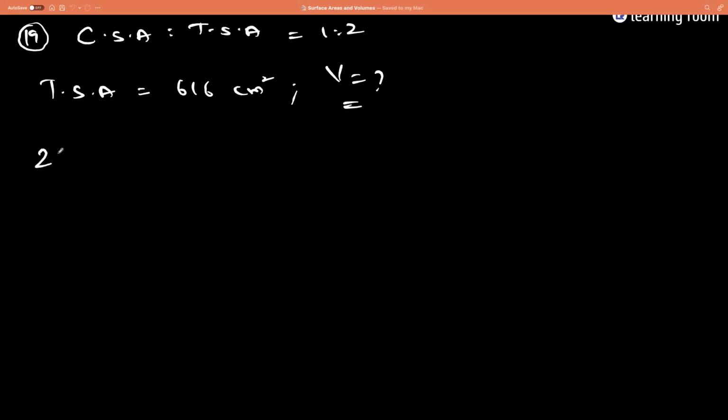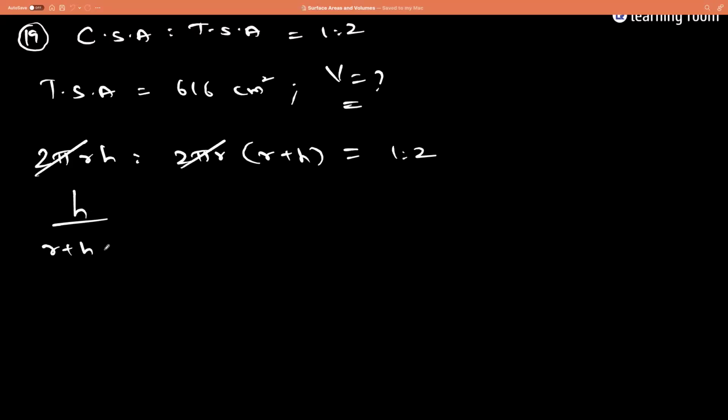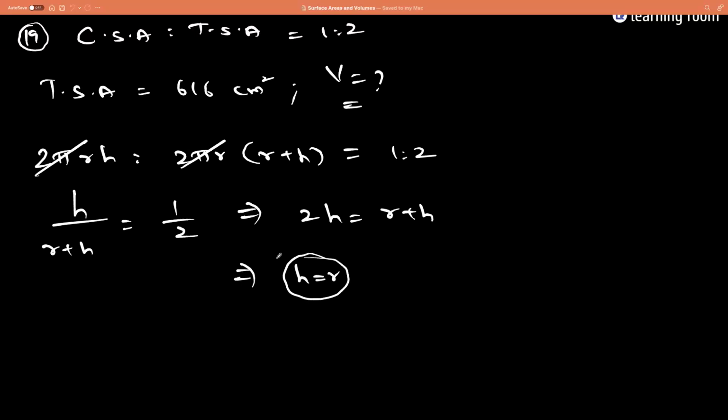So the curved surface area of a cylinder is 2 pi RH. The total surface area is 2 pi R into R plus H, and the ratio is 1:2. So 2 pi R and 2 pi R will get cancelled. So H divided by R plus H is equal to 1/2, which implies 2H is equal to R plus H, which implies H is equal to R. And they have given the total surface area of the cylinder as 616. So 2 pi H into 2H is equal to 616.